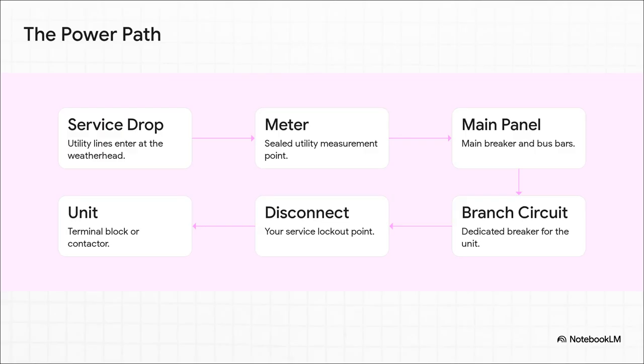To read that logic, we have to trace the power. Follow the sequence of how 240-volt split-phase utility power travels. It goes from the service drop right through the sealed meter, into the main panel for distribution, out through your dedicated branch circuit, hitting your disconnect lockout point, and finally landing as a high-voltage supply at the unit's contactor.